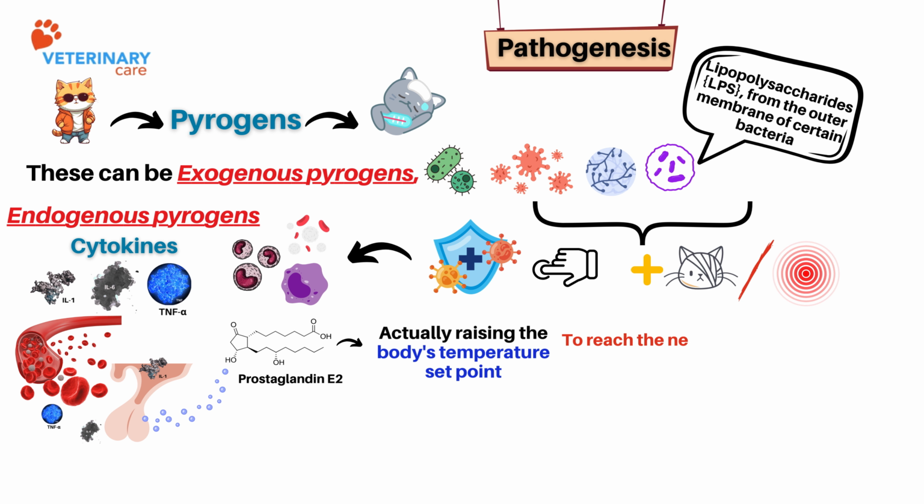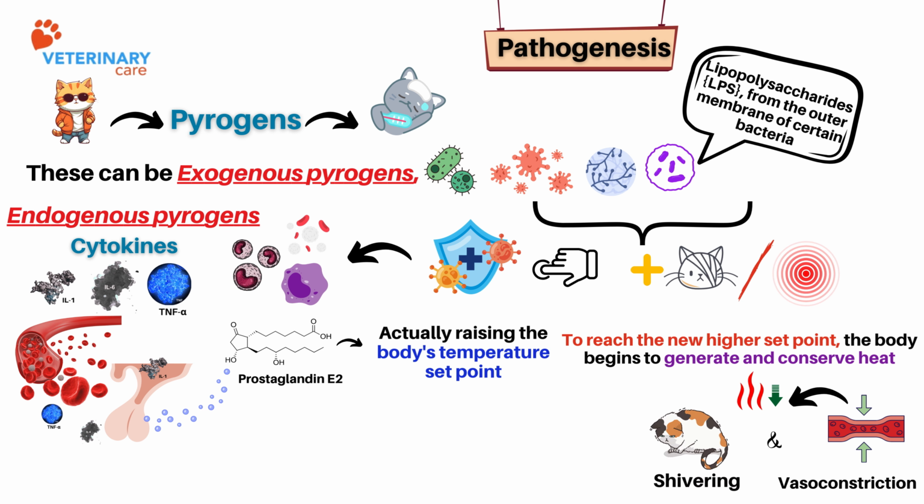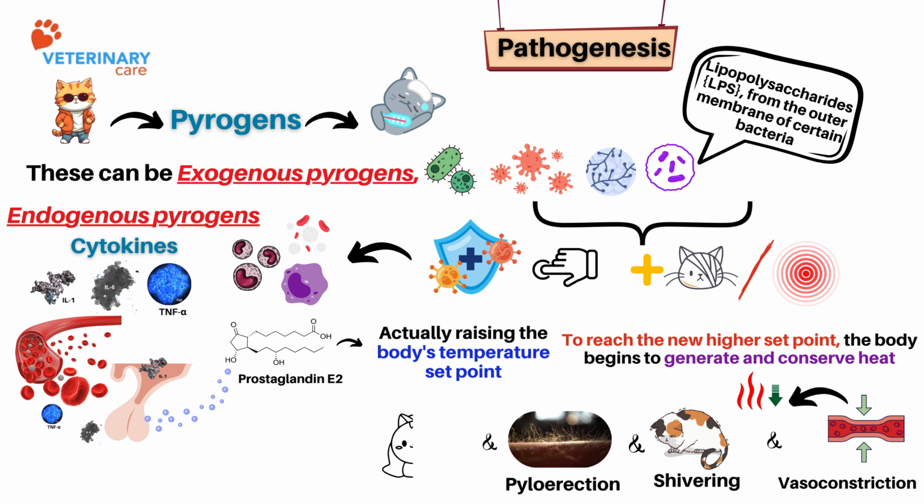To reach the new higher set point, the body begins to generate and conserve heat. Blood vessels near the skin narrow, vasoconstriction, to reduce heat loss, and the animal may start to shiver, which is muscle movement that produces heat. Other signs may include raised hair, piloerection, and the animal seeking warmer places. All these actions raise the body temperature until it matches the new set point, resulting in a fever.